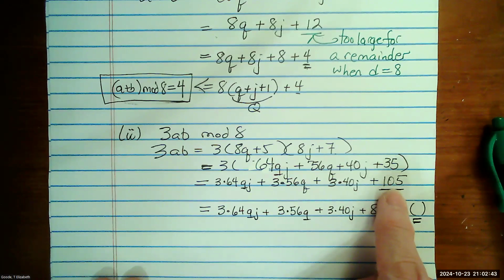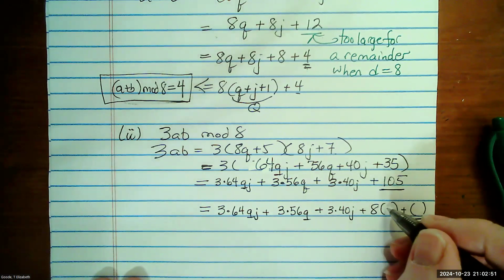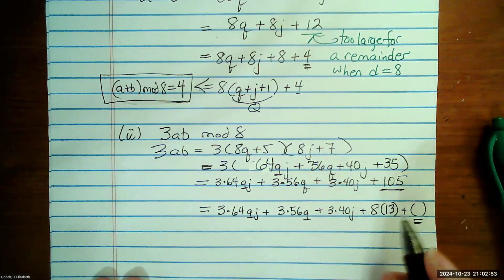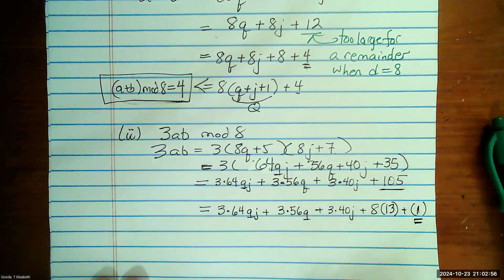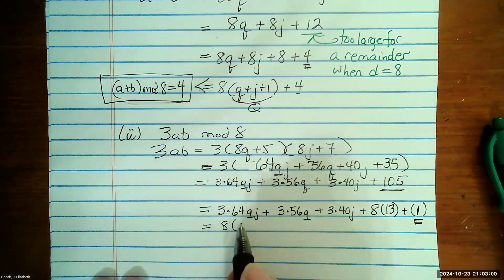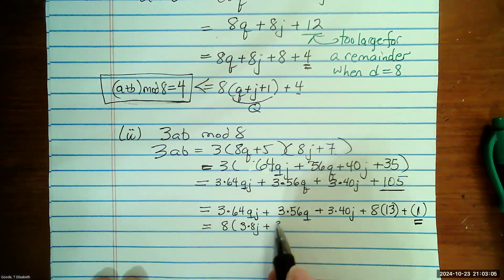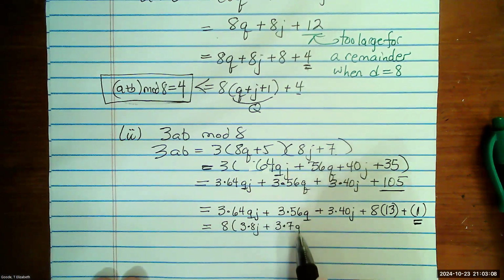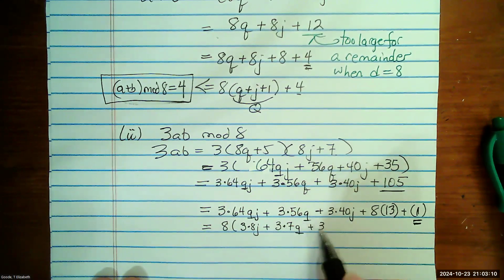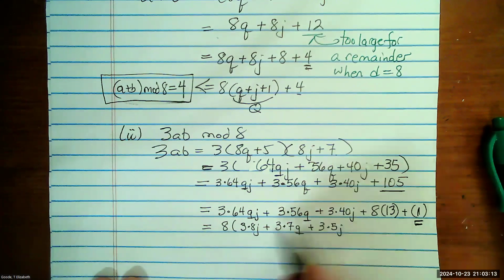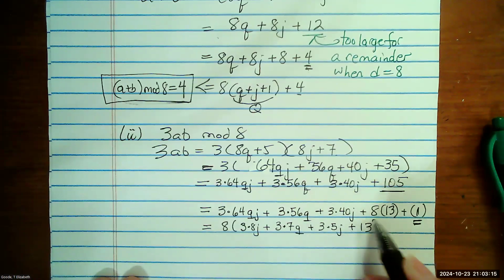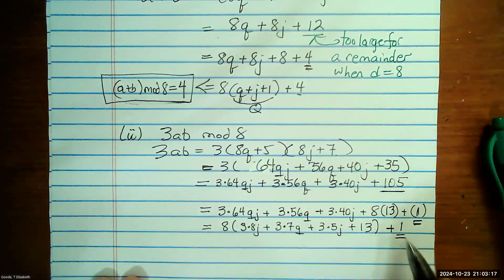So let's see. If we pull out 10 copies, that's 80, but then there's 25 left over. And 8 will fit into 25 3 times. So 10 plus 3 is 13. And I think that this turns out to be a 1. So this is 8 times 3 times 8J plus, pull out an 8, this is 3 times 7Q. Pull out the 8 from the 40, this is 3 times 5. See what I mean? We're pulling the 8 out, plus 13 and then plus 1.